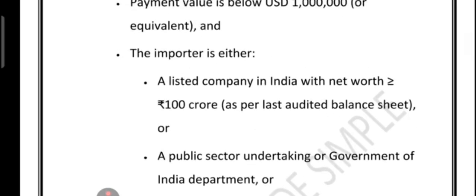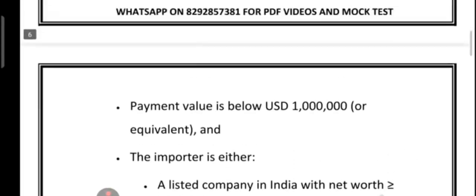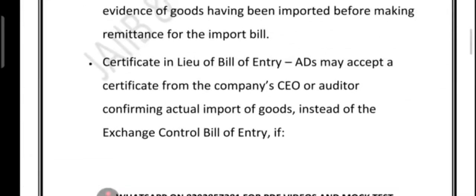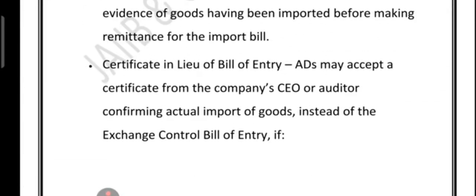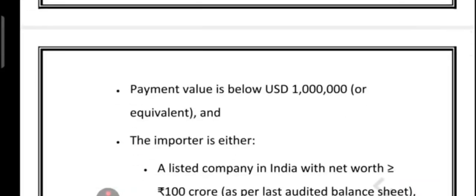So what I am telling you is that there is a simpler option for certain trusted organizations. Instead of submitting the exchange control copy of their bill of entry, this kind of organization can give a certificate from their CEO or auditor confirming that goods have arrived. But there are conditions. What are the conditions? The payment value must be less than how much? $1 million US. That means 10 lakh US. And the importer must be either a listed company in India, or a public sector undertaking, or an autonomous scientific or academic institution. In that case only, submission of ECC is not required. A certificate from the CEO is more than enough.